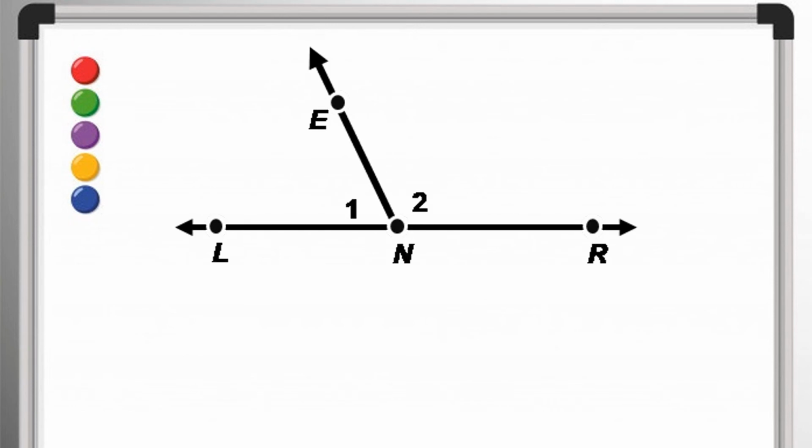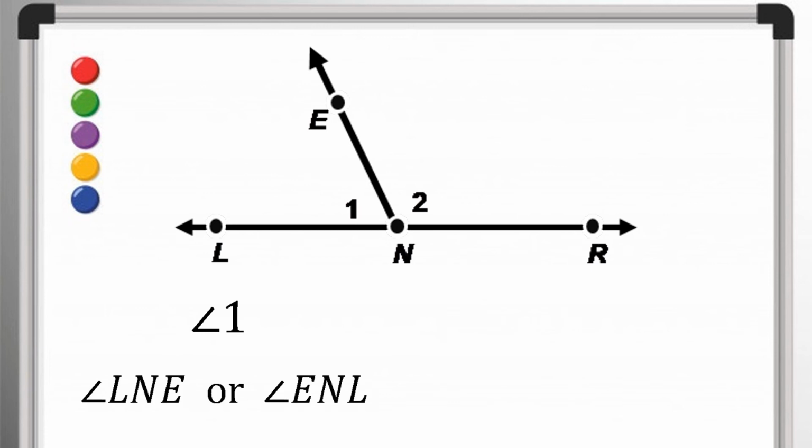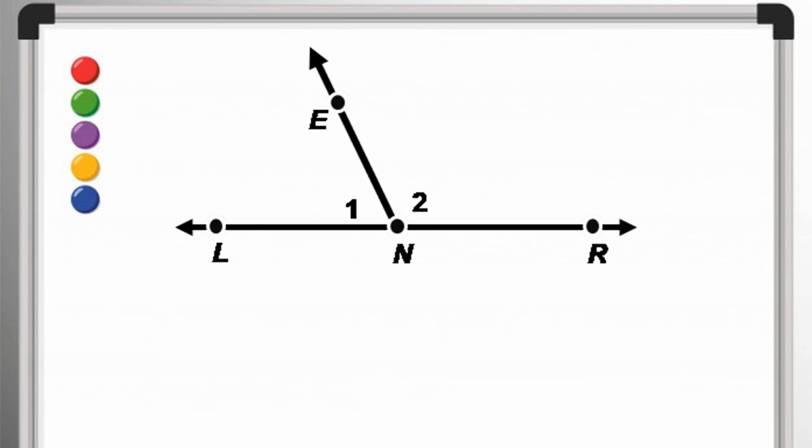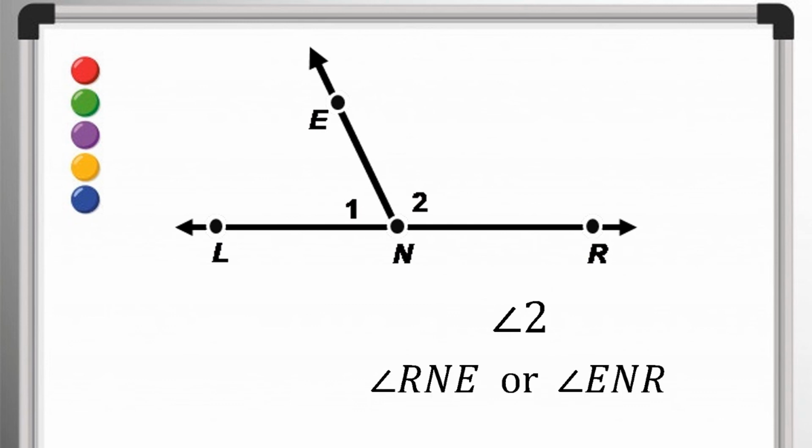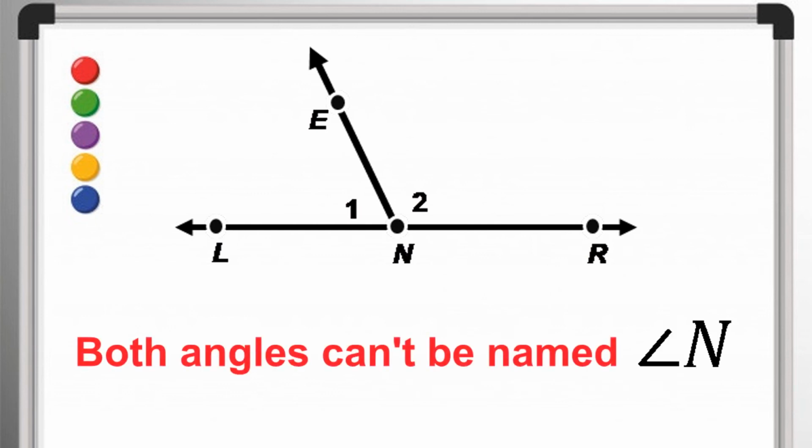Now, let's try naming the two angles in this figure. The first angle can be named angle 1. It can also be named angle LNE or angle ENL. The second angle can be named angle 2. It can also be named angle RNE or angle ENR. Both angles cannot be named angle N.